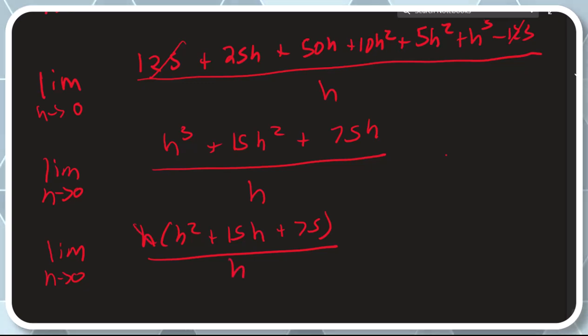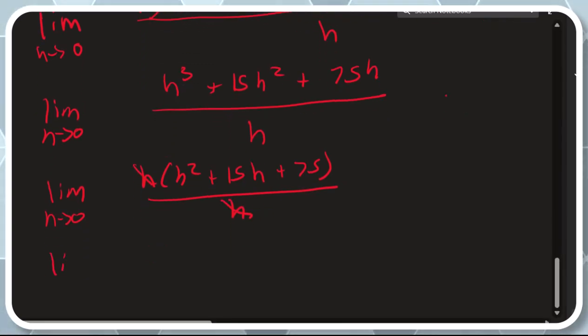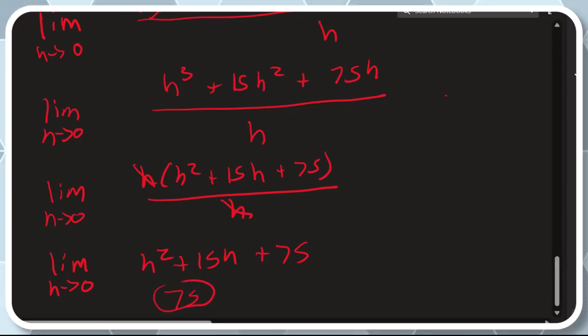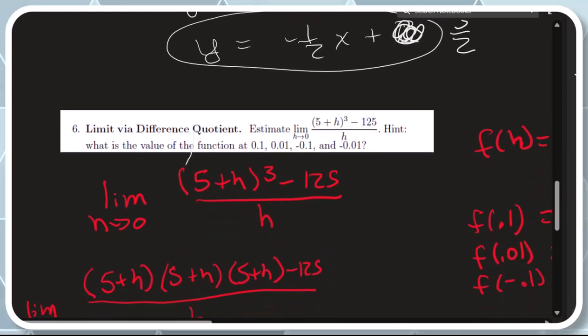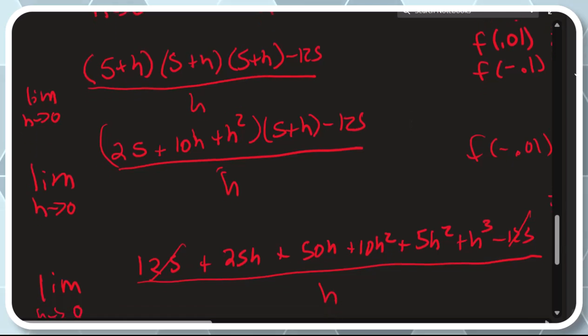And then I can cancel it with that h on the bottom. And then I have the limit as h approaches 0 of h squared plus 15h plus 75. And now if I plug in 0, I get 75, which is the same answer that we got by plugging in numbers close to 0 and by looking at the graph.